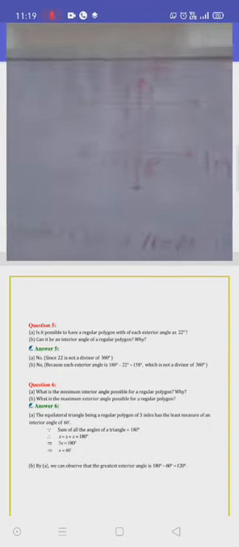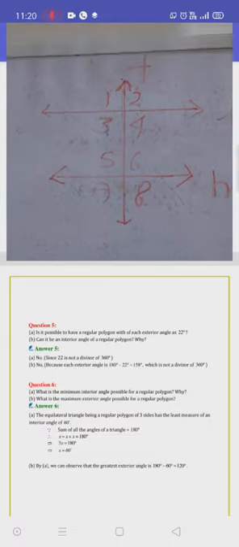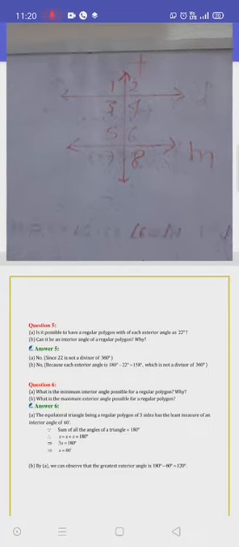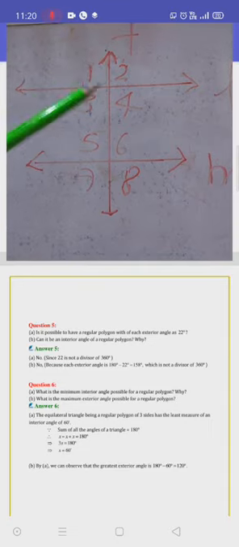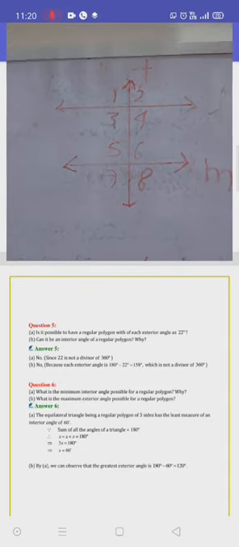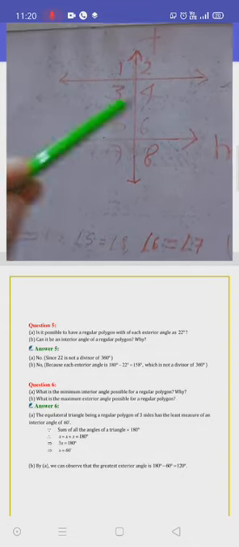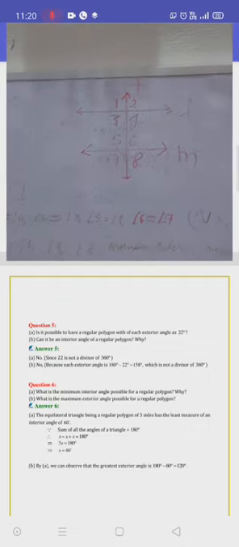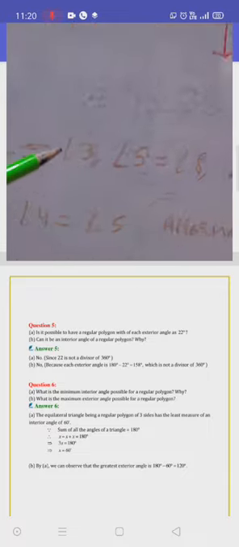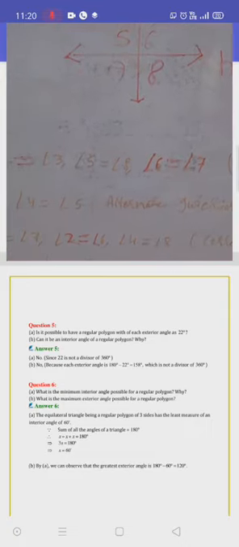Now you see, lines L and M are parallel and T is a transversal. So we get 8 angles here: 1, 2, 3, 4, 5, 6, 7, 8. Now you see angles 1 and 4, 2 and 3, 5 and 8, 6 and 7. These are called vertically opposite angles. When two lines intersect, we get vertically opposite angles, and vertically opposite angles are equal. I have written here: angle 1 equals 4, 2 equals 3, 5 equals 8, 6 equals 7.